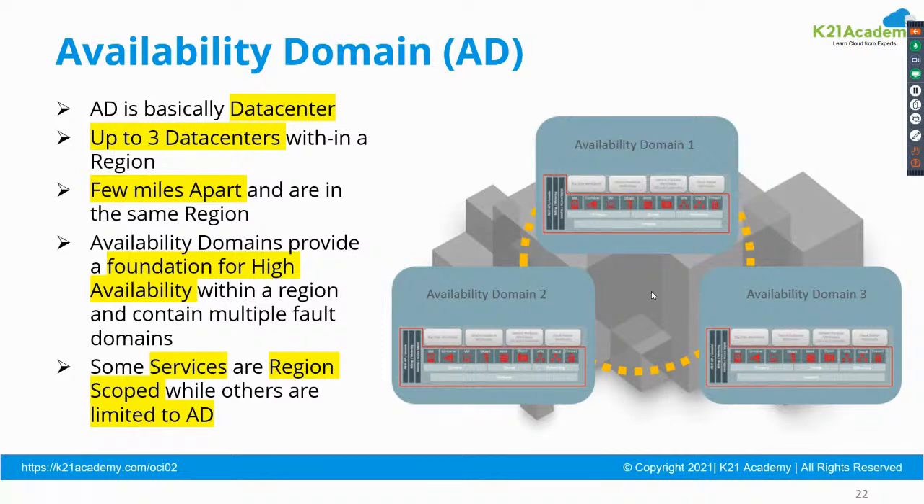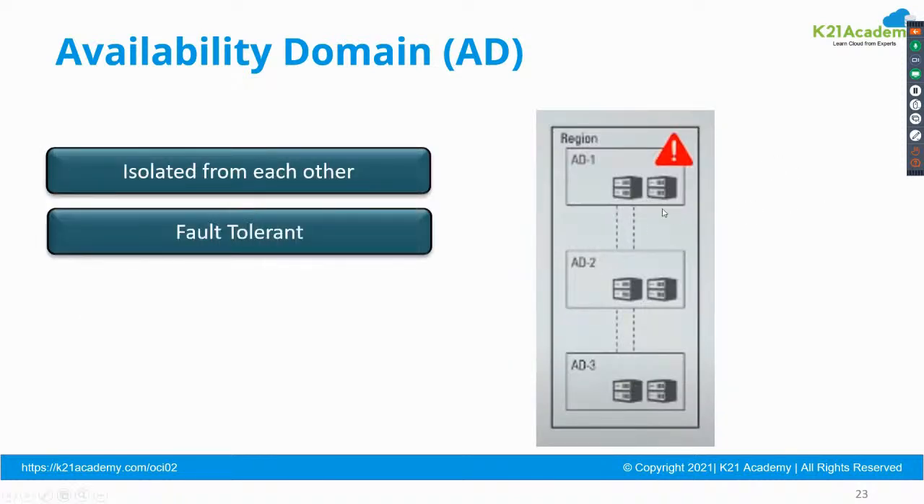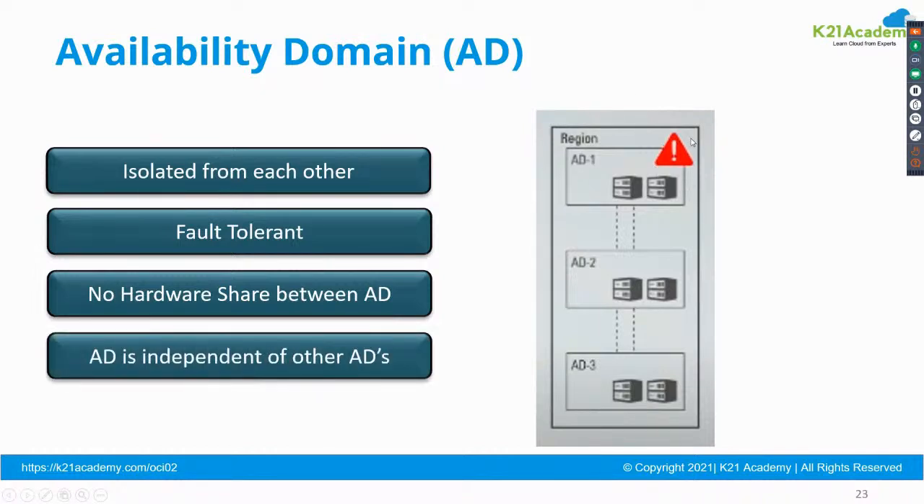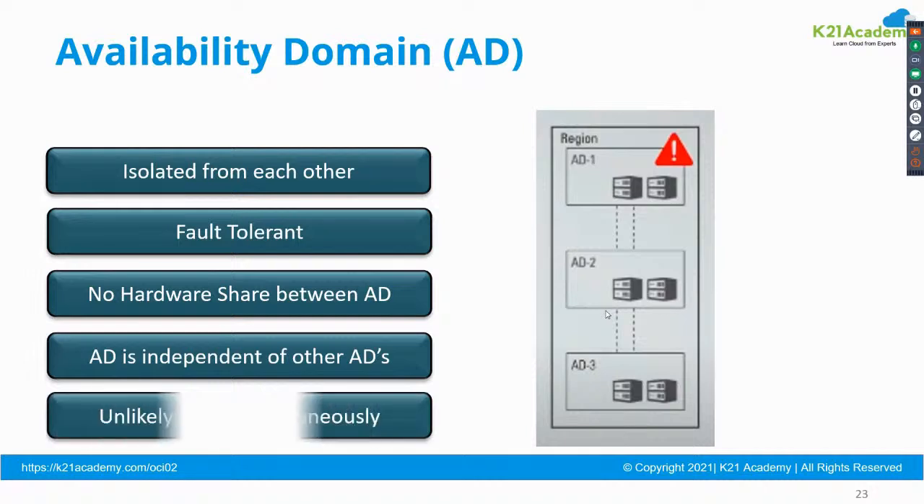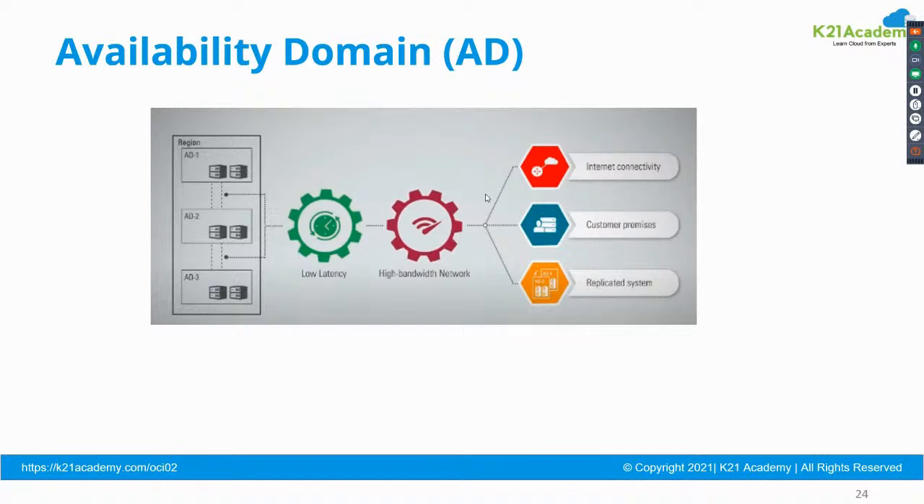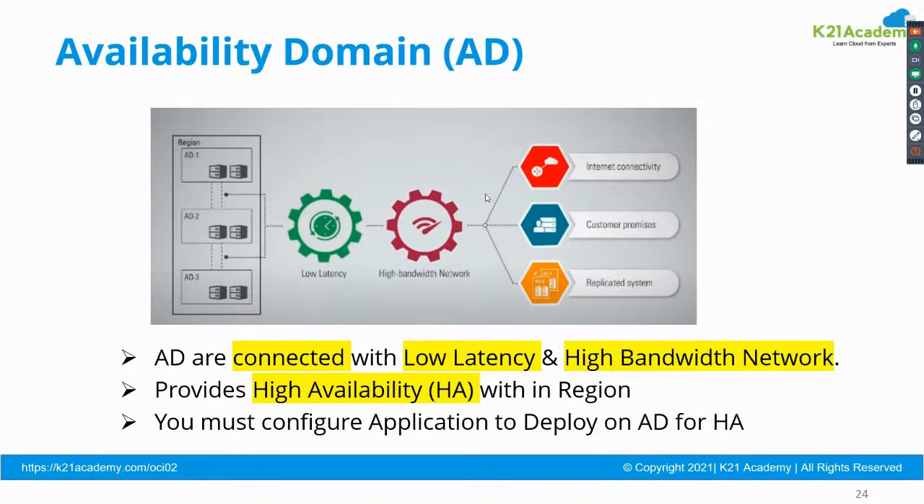If you are planning to design your high availability or disaster recovery, you need to know in advance the basic infrastructure design of the Oracle data center. These data centers are isolated, and as I mentioned, if one data center is down, it is not going to affect the others. Nothing is shared between the data centers, no hardware sharing is done, everything is independent and isolated from each other. It is very unlikely that multiple data centers fail at the same time. That is the SLA and the design Oracle has done. They are all connected with each other, and you can deploy your application for high availability using multiple availability domains.